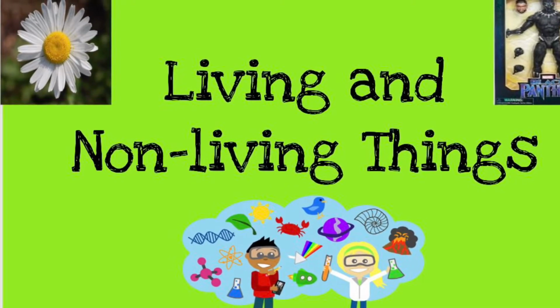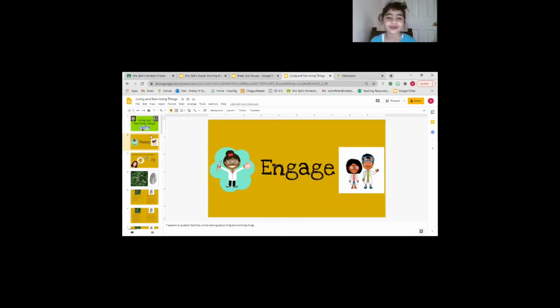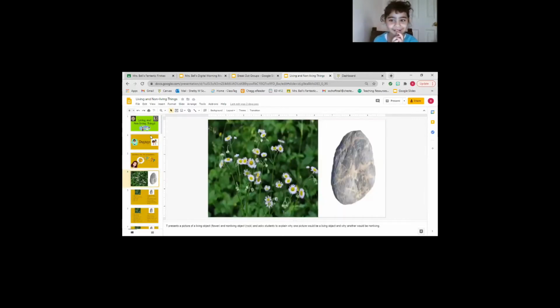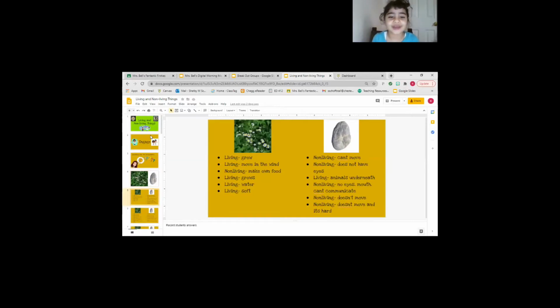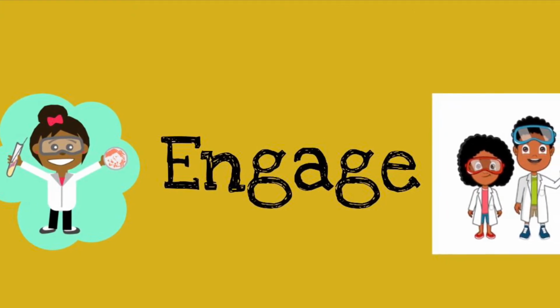Living and non-living things. On the first day of school, we were science kids. We asked questions and we were brainstorming. Then we looked at these pictures, a flower and a rock. Then we reviewed if it's living or non-living things. The first day of science was the engage phase.